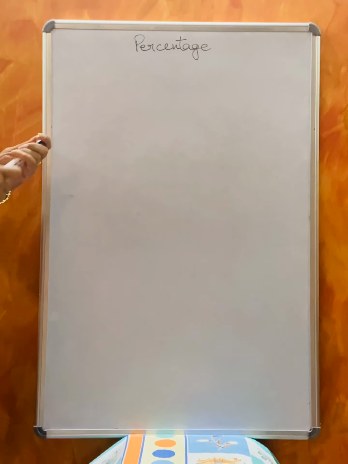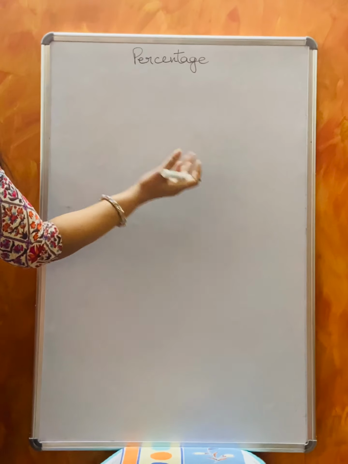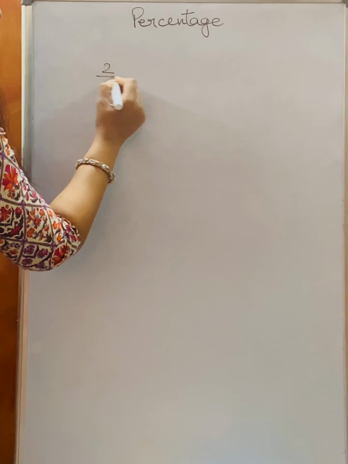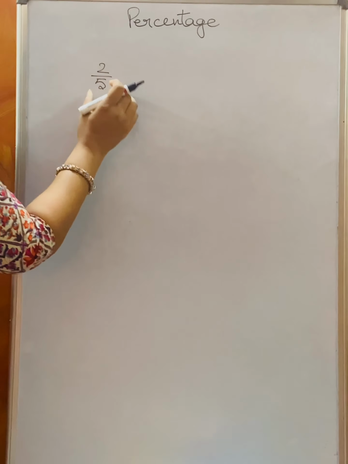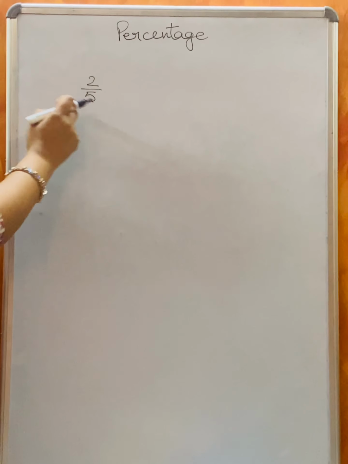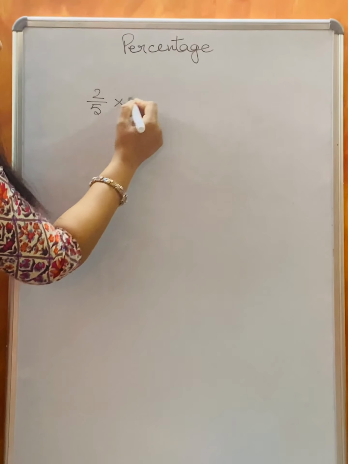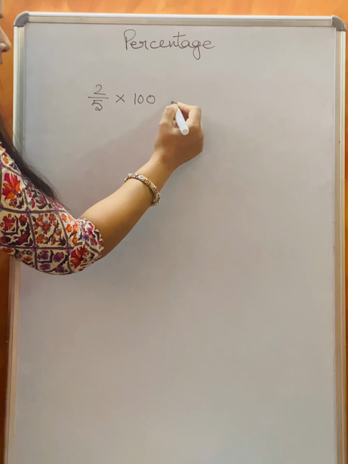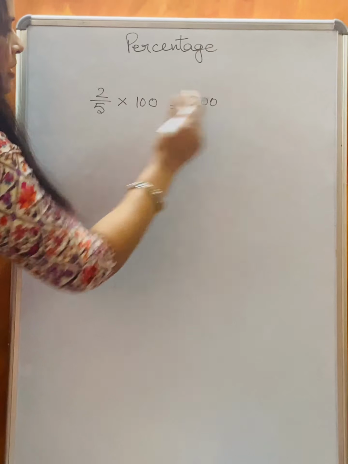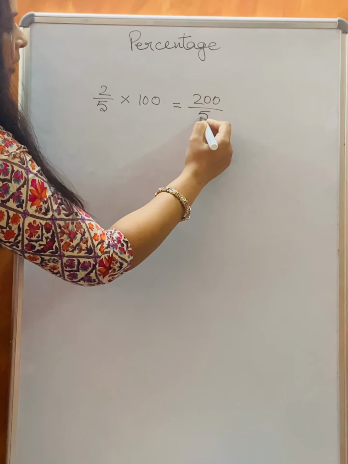Now how will we convert a fraction and a decimal into a percentage? Suppose we have a fraction 2 by 5. We have to convert it into a percentage. How will we convert 2 by 5, that is a fraction, into a percentage? For this we have to multiply it by 100 and write the result. Multiplying the numerators, I will get 100 into 2, that is 200, divided by 5.